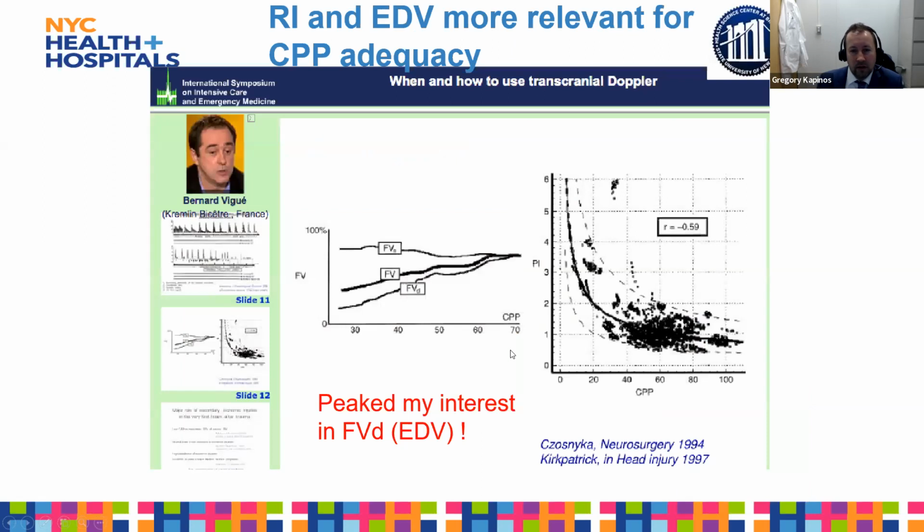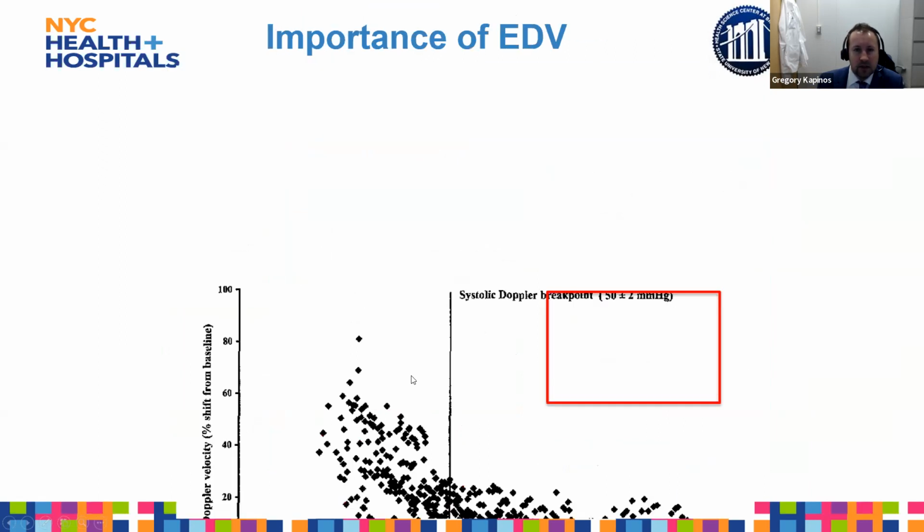Another paper going back into the 80s that piqued my interest was the fact that everybody was saying the diastolic velocities are going down when your CPP goes down. And I was like, that's actually a slope that is more sensitive than what the mean flow velocities will tell us. Chosnica, Kirkpatrick, and others also have said that the diastolic velocities going down is the problem.